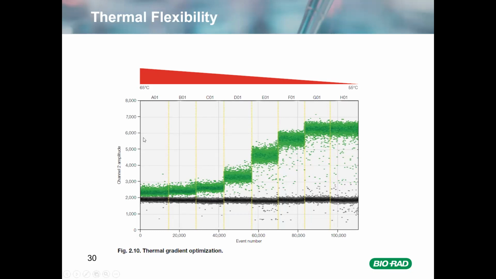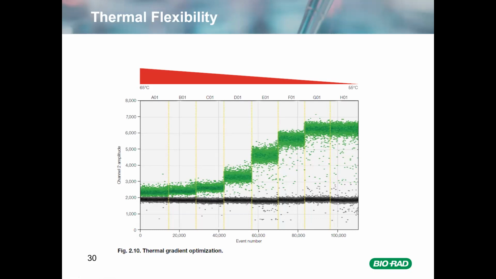Now, at 65 degrees, our highest temperature, you can see that the positive and the negative population are right on top of each other, right? We would have a hard time looking at this sample and setting a threshold to distinguish where the negatives end and the positives begin. As we start to cool the reaction down, however, you can see the positive droplets are getting brighter and brighter, all the way up to about G or H, where we now have very highly fluorescent positive droplets. What is going on here is that as we cool the reaction down, the efficiency of the PCR reaction is increasing. Therefore, we are hydrolyzing more probe or binding more EvaGreen, and we're getting brighter and brighter droplets.